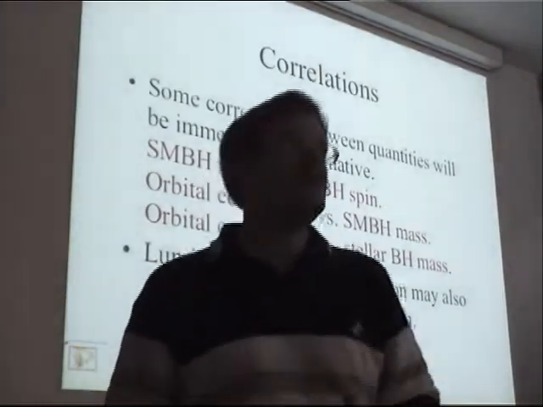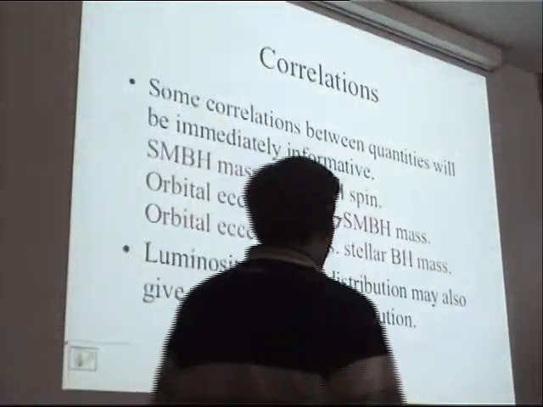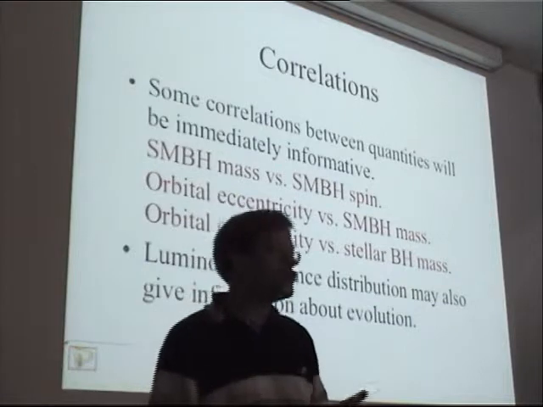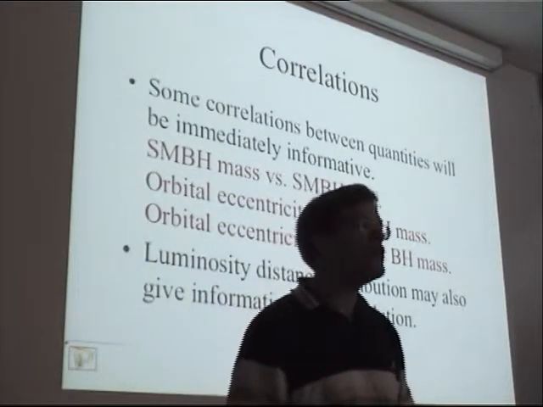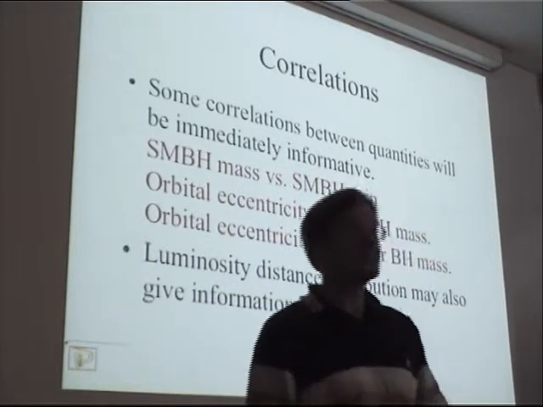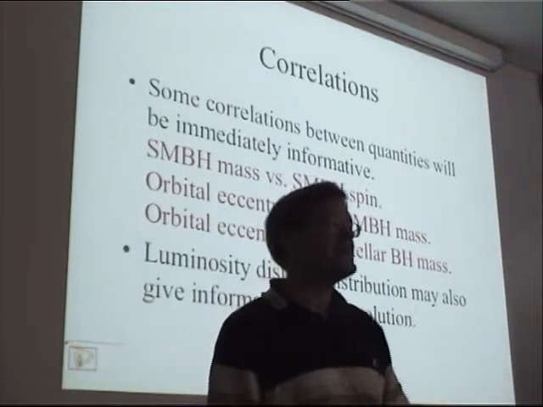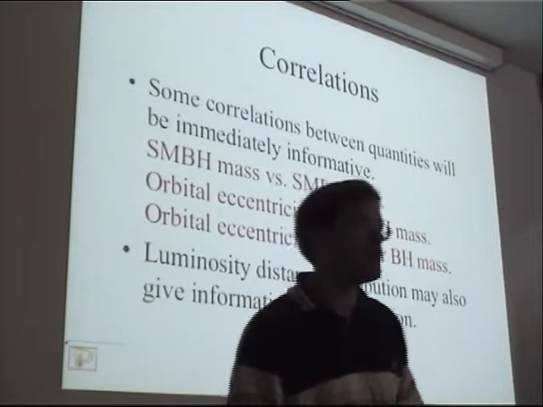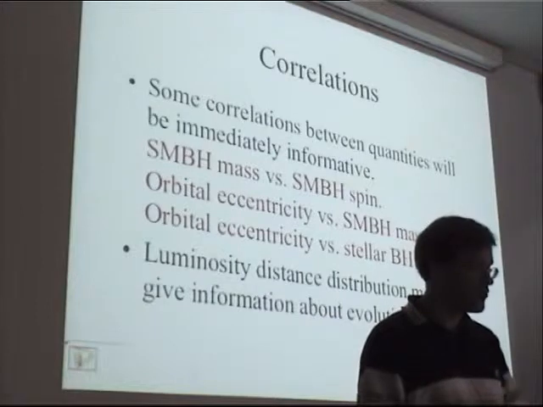If EMRIs can be seen far enough out, and I guess redshift of 1 is a very reasonable prospect, then the luminosity distance distribution could tell us about the evolution of the supermassive black holes, particularly if, as X-ray information suggests now, the black holes in the LISA mass range are most likely to have gained a lot of their mass recently, unlike the very high mass black holes, which probably grew much earlier. So it's within that range that we might learn some things.